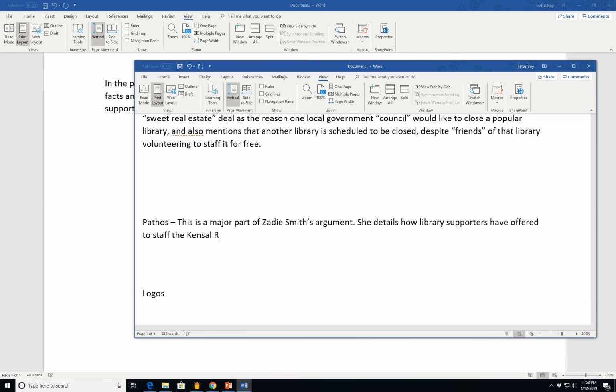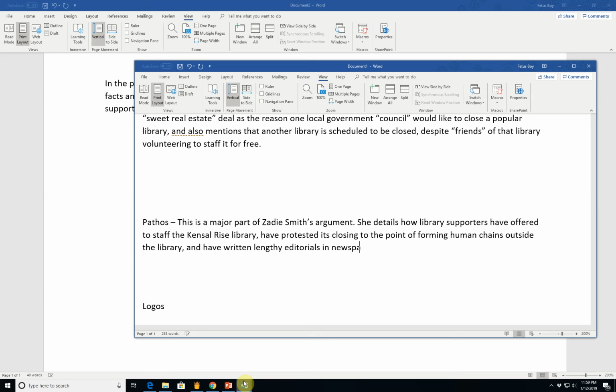The Kensal Rise Library supporters have protested its closing to the point of forming human chains outside the library, and have written lengthy editorials in the newspapers asking for the libraries to be preserved.